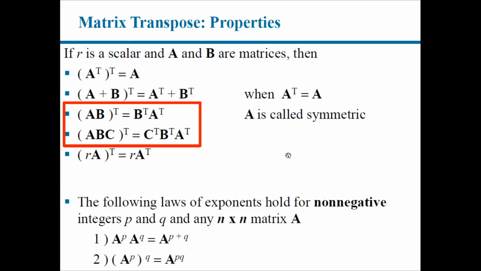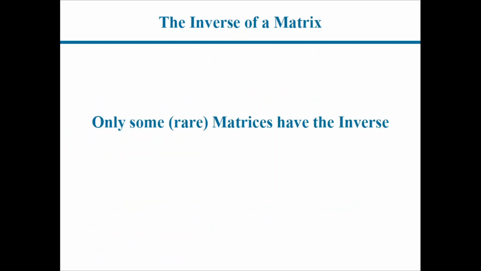Something similar will be seen also when we deal with the inverse of a matrix. So now, the inverse of a matrix. That's something that we need to see very carefully. First thing to notice is that only some extremely rare matrices have an inverse. If you pick a random matrix, chances are that matrix does not have an inverse. What we can notice is that when the inverse actually exists for a matrix, that inverse is unique.